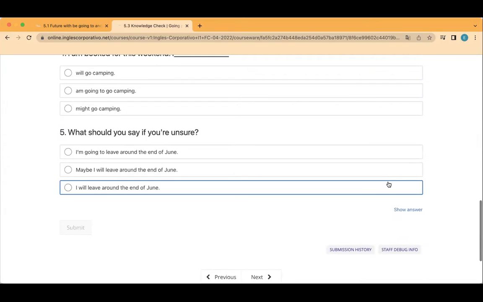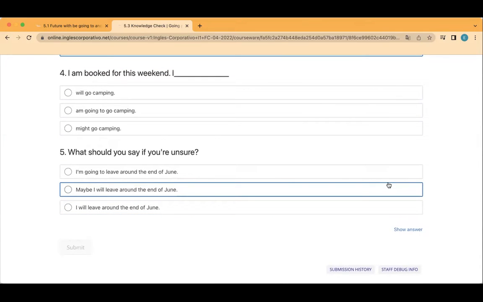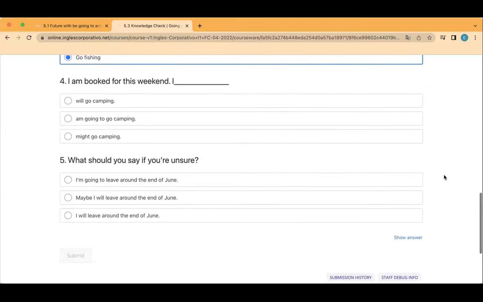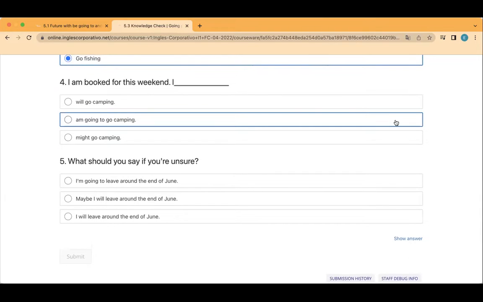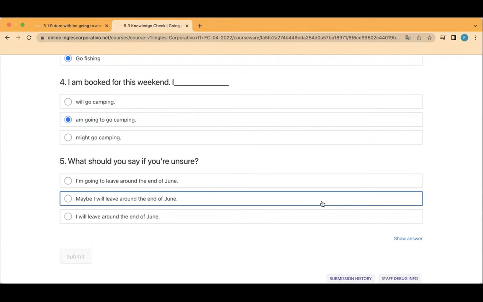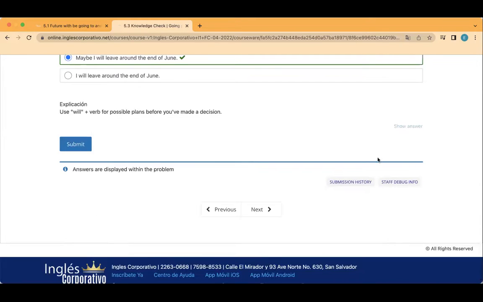All right, and the last, the number four, I am booked for this weekend. She says this. I'm going to go camping. Okay, I'm going to go camping. And number five, what should you say if you're unsure? What should you say if you don't know? Maybe I will leave around the end of June. Okay, let's take a look.